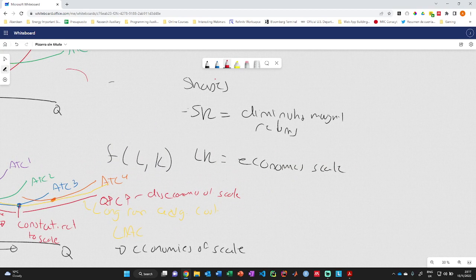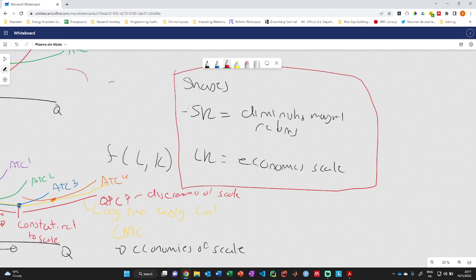And just to make sure I'm getting the point across, remember, the key point from this idea is that the shape of the cost curve in the short run is diminishing marginal returns, and the shape of the cost curve in the long run is economies of scale.